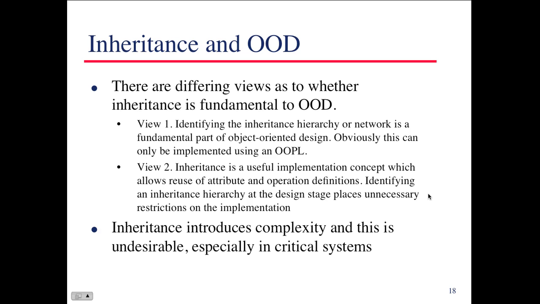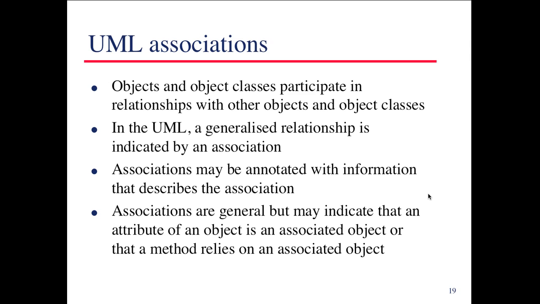So inheritance basically introduces complexity also that's undesirable, especially in critical systems. You want to make it as simple as possible, which is why you're doing the diagram. So let's talk about the associations, another concept you're putting into the object diagram. So you have not relationships, but associations.